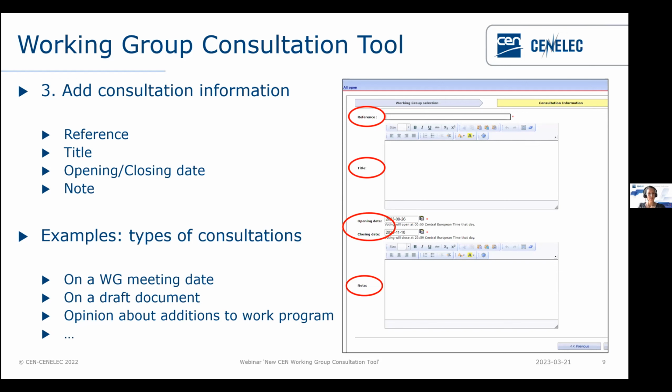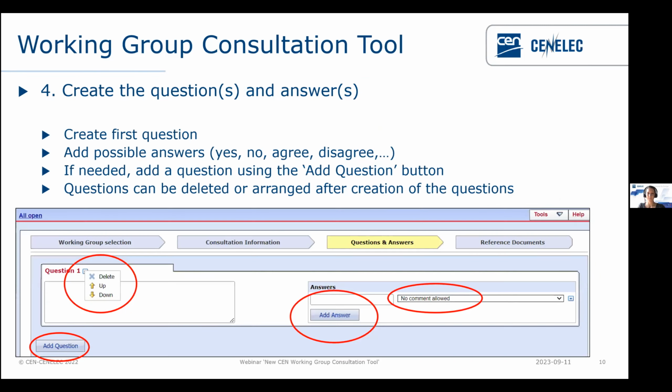Just for some examples, the type of consultations can be on the next working group meeting date, on a draft document, or opinion about additions to the work program. So anything is possible. You can even ask for the food preferences for a social dinner, for example. So up to your imagination.